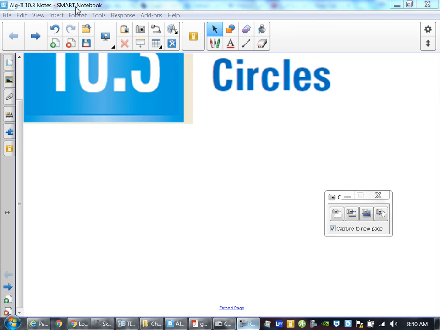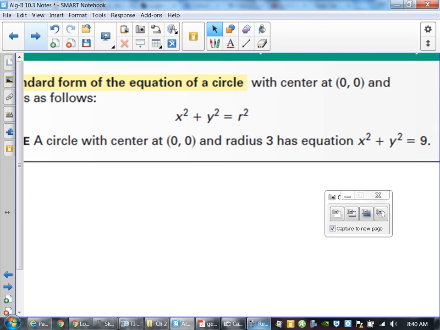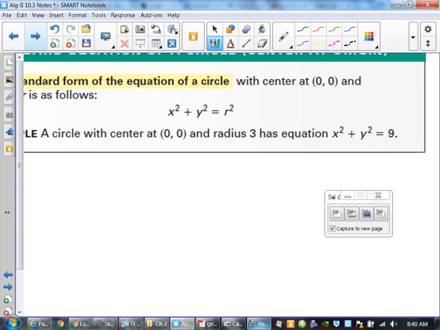How many straight edges? So basically, you guys have all seen this, the standard form of an equation of a circle, but last year you saw it like this. What if you've never seen that? You took geometry last year? You guys did this: x squared plus y squared equals r squared. This is the equation of a circle centered at the origin.